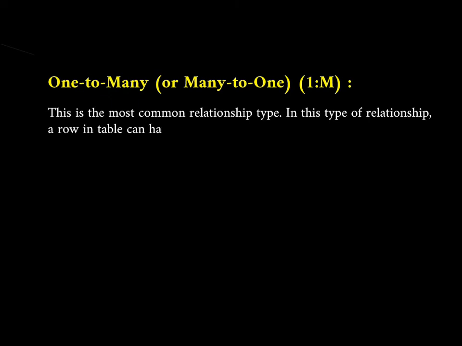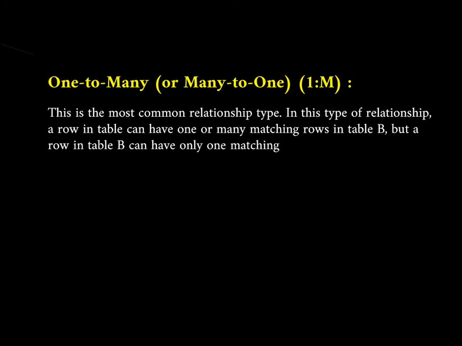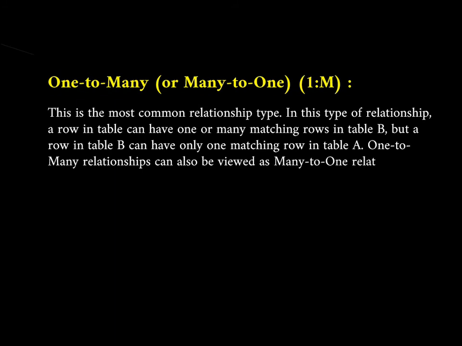In this type of relationship, a row in table A can have one or many matching rows in table B, or A table having some field the same, you will get it in the B table, but a row in table B can have only one matching row in table A. So a one to many relationship can also be viewed as a many to one relationship, depending on which way we look at it. That depends on us.